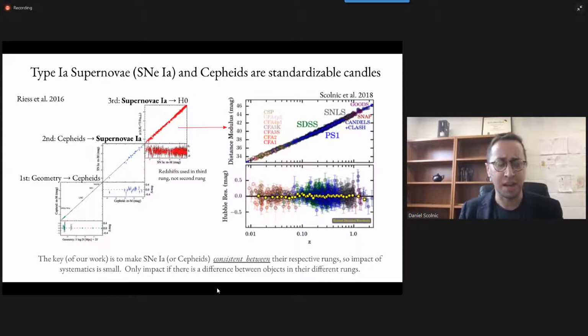And as long as you do that, if there's any systematic in supernovae or Cepheids, it will cancel because it's in two rungs. And that's really what makes the distance ladder so powerful.